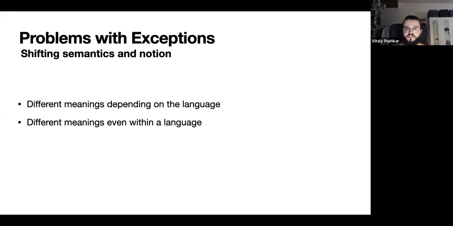Another problem is the shifting semantics of the notion. Depending on the language, exceptions tend to have different meanings. In some languages, exceptions represent abnormal, unpredictable situations, while in others, they serve solely as a kind of control flow. And of course, there are languages where exceptions are something in between. But languages don't live in isolation. They live in ecosystems of communities like ours, libraries, books, online discussions, and so on, each influencing the style and the standards in which a language is used, including, of course, how exceptions are used too.